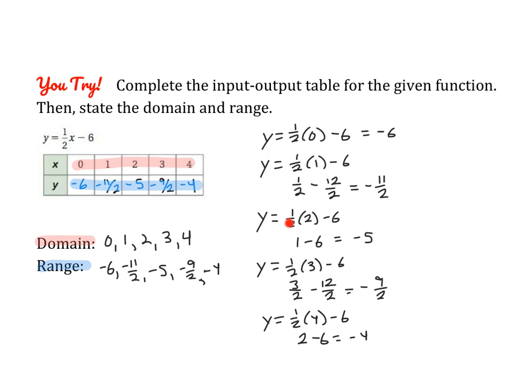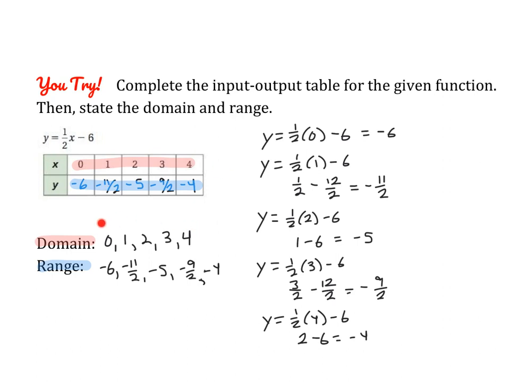Here, remember, when you multiply a fraction to a whole number, we do 2 times 1 divided by 2, so it's just 1. 1 minus 6 is negative 5. Here, this is 3 halves minus 12 halves, 3 minus 12 is negative 9, so it's negative 9 over 2. And here, we do 4 times 1 divided by 2, and 2 divided by 2 is 2. 2 minus 6 is negative 4. So there's our outputs, or our y values.